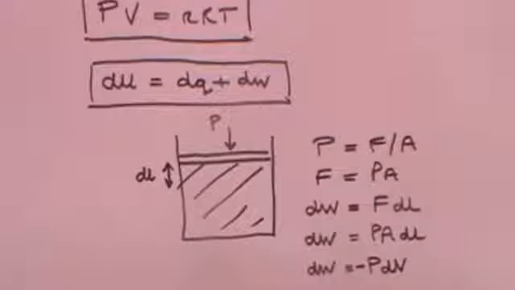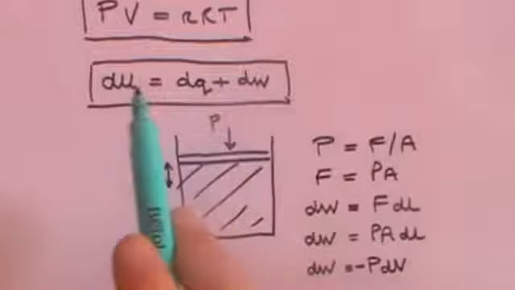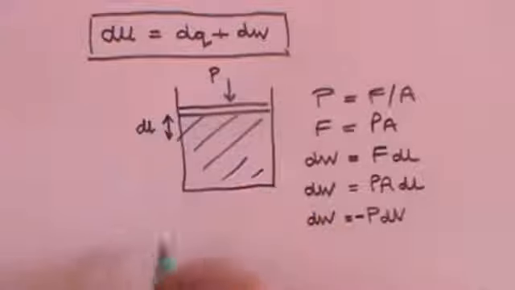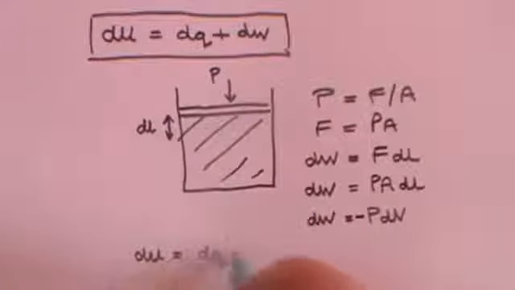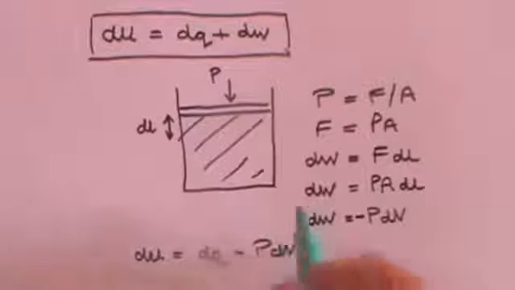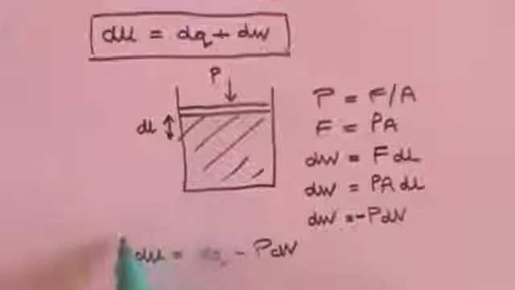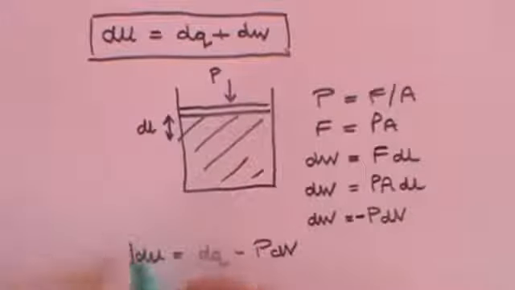Now, if dW equals minus PdV, then we can rewrite the first law of thermodynamics like this. We can say that dU is equal to dQ minus PdV, because minus PdV is the same as dW. And that's another formula that we will need extensively in this video.